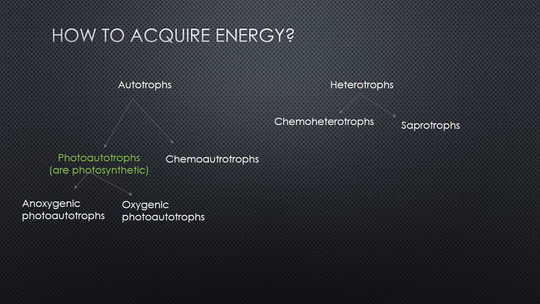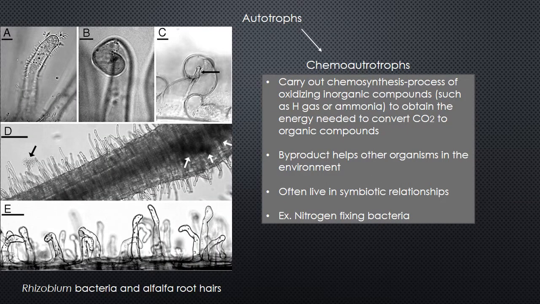Okay, bringing us back to this slide that looks familiar, we have gone through our autotrophs, our photoautotrophs. So now I want to take a look at the chemoautotroph. So the chemoautotrophs are those that carry out what's called chemosynthesis, and that's just the process of oxidizing inorganic compounds to obtain the energy needed to convert carbon dioxide into organic compounds. And usually their byproduct helps other organisms in the environment. And so they often live in a symbiotic relationship. And the example of that is the nitrogen-fixing bacteria Rhizobium.